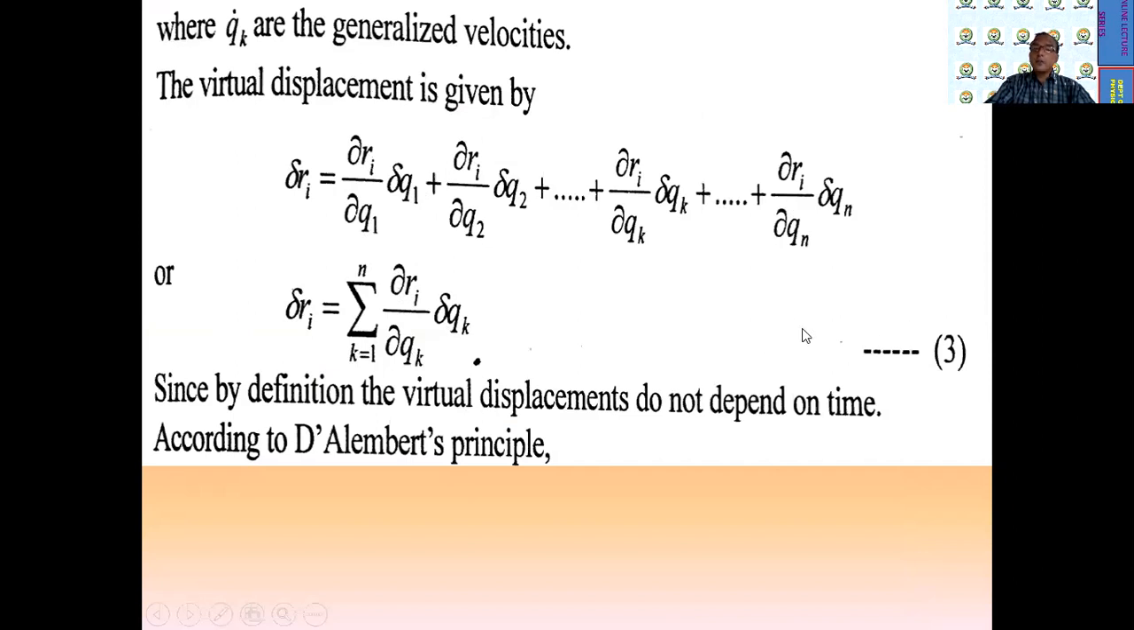Since by the definition, virtual displacement does not depend on time, and we have just seen D'Alembert's principle, that is summation i goes from 1 to n of (Fi minus pi dot) delta Ri equals 0. Therefore, we can write the above equation: summation i from 1 to n of Fi delta Ri equals summation i from 1 to n of Fi, again summation k from 1 to n, ∂Ri/∂qk into delta qk. It will be equal to the double summation over k and i of Fi ∂Ri/∂qk into δqk, and generalized coordinates are there.